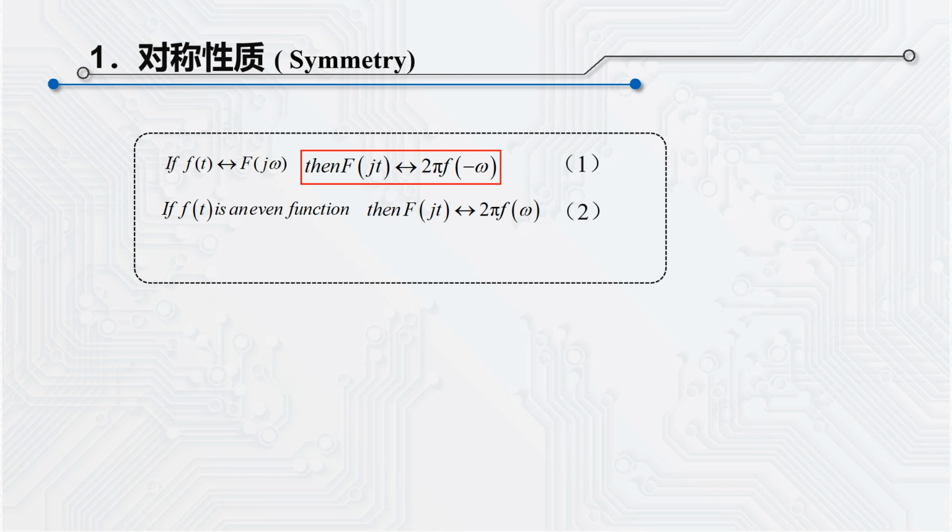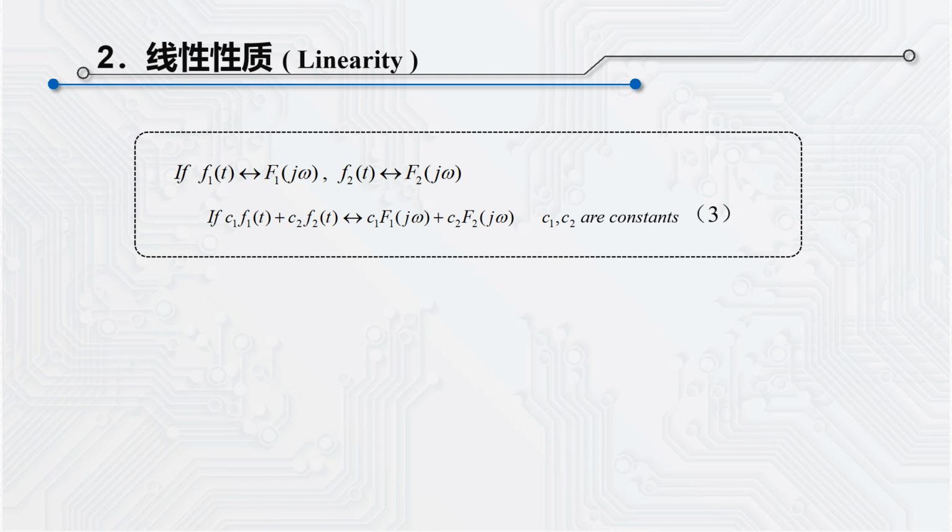Let's start with symmetry. If the spectral density function of signal f(t) is F(jω), then formula 1 is true. When f(t) is an even function, formula 2 is true. This is symmetry. For example, the spectrum of the impulse signal is 1. According to the symmetry, we can find the spectrum of DC signal is 2πδ(ω).